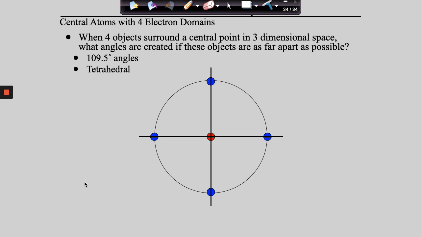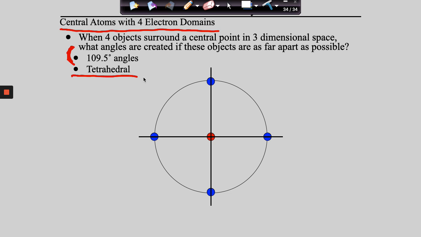and we call this tetrahedral. So what we now understand is that anytime we have a molecule that has 4 domains on the central atom, the angles that are initially formed in that molecule will be 109.5 degrees, and we call this tetrahedral. Now here's where this gets interesting, because it turns out that that doesn't mean that the molecules that are created by this 4-domain structure are also tetrahedral.